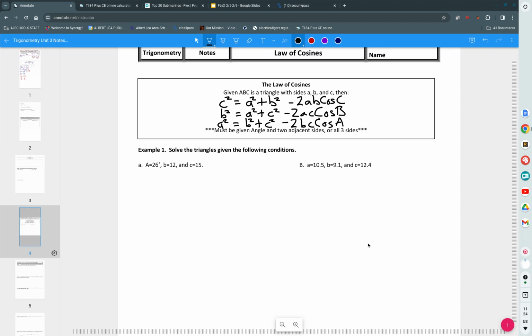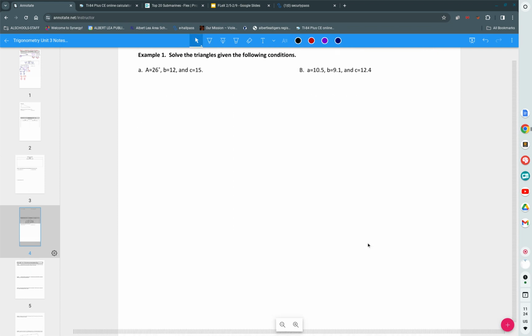So let's see, today we want to solve one triangle. We're going to do letter B tomorrow, but today we'd like to solve one triangle using the law of cosines, excuse me. So I'm going to set this up. I've got triangle ABC, where angle A is 26 degrees, side b is 12, and side c is 15.